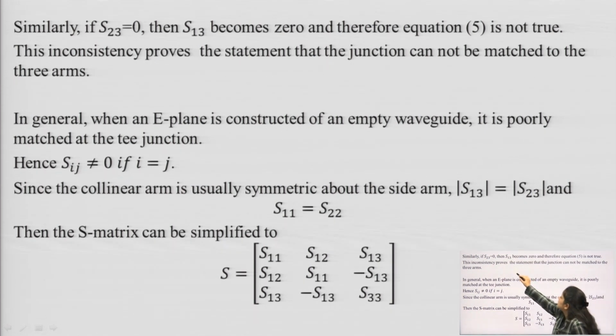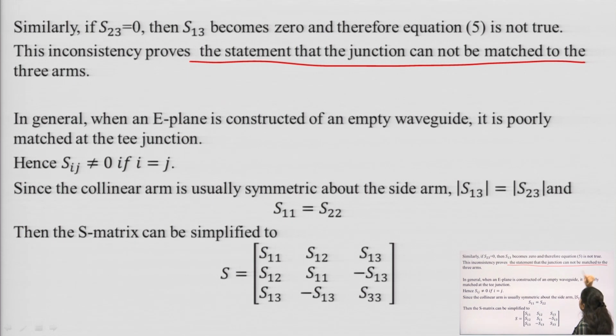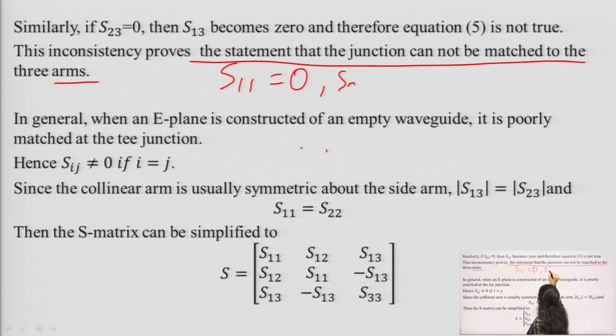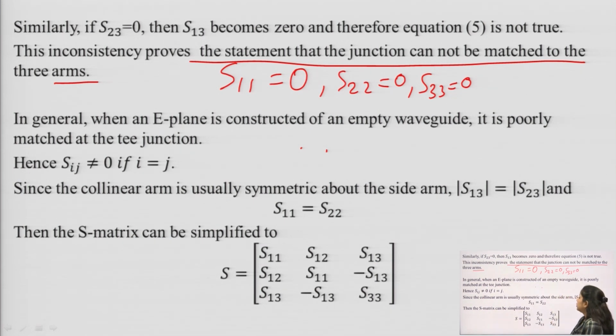So, this proves that the statement that the junction cannot be matched to the 3 arms is justified, because all these values which we are getting here are based upon the assumption that S11 is equal to 0, S22 is equal to 0 and S33 is equal to 0. So, when we completely solve it based on this assumption, then we are getting a contradictory result. Now, in general, constructed of an empty waveguide, it is purely matched at the T junction.